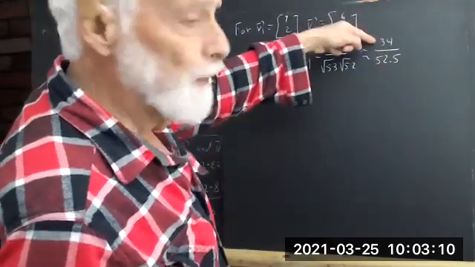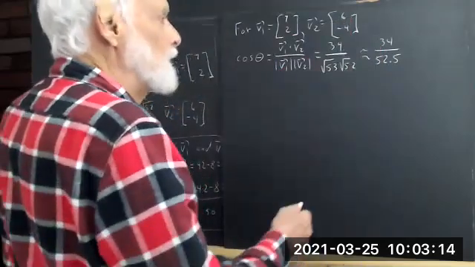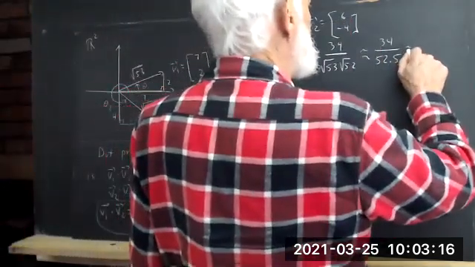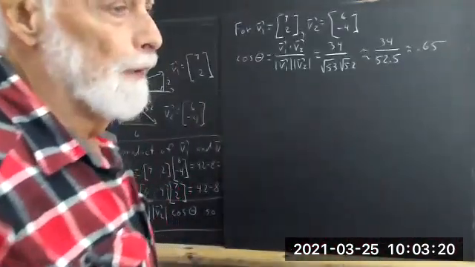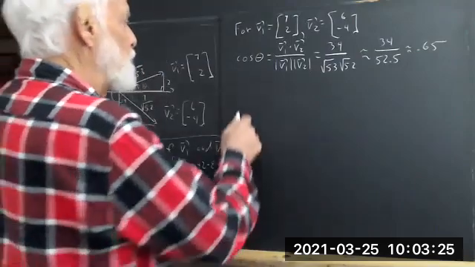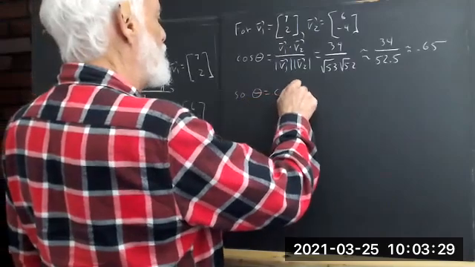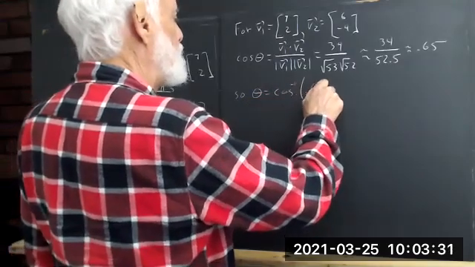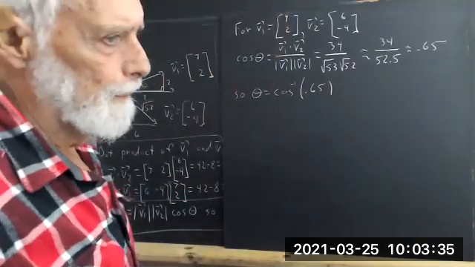17 goes into 34 twice, 17 goes into 51 3 times. A little less than 2/3. This is approximately 0.65. Now, theta equals the inverse cosine of 0.65.